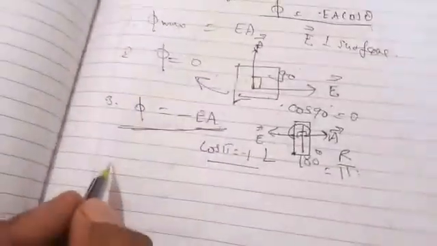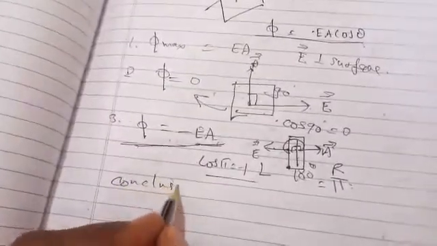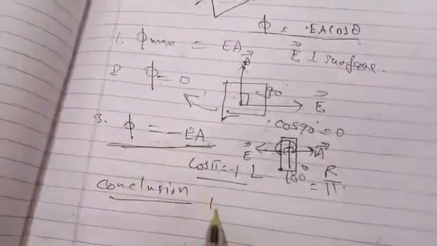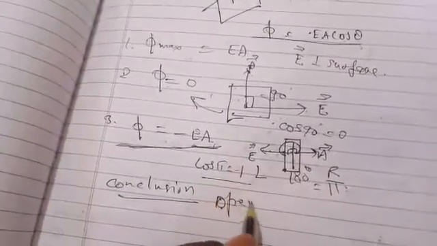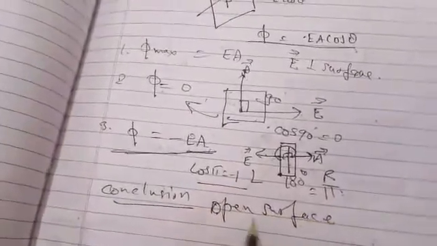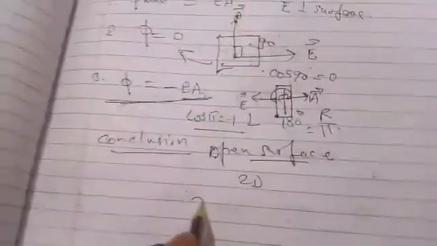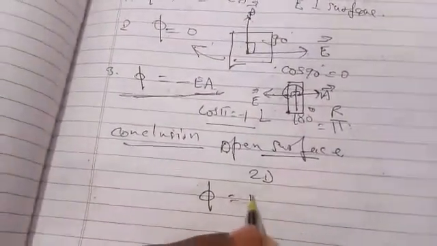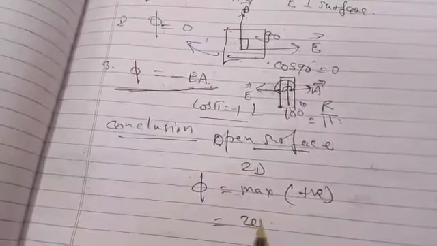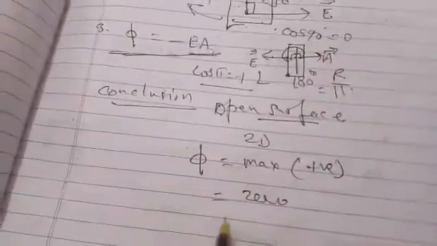So what is the conclusion here? We have discussed so far only the case of open surfaces, or 2D surfaces. Flux can be maximum, meaning positive, 0, or negative. So these three types of flux are possible on the basis of the configuration of E and A. So this is all we have learned so far.